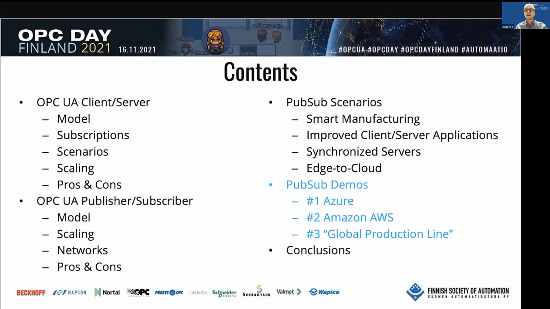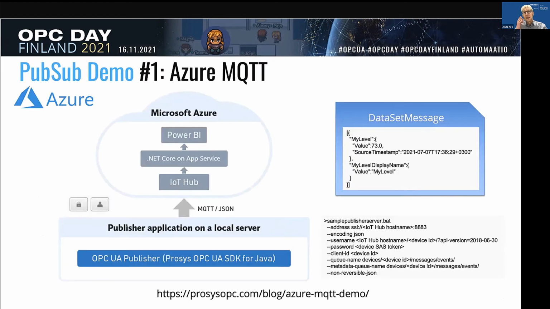So those are the scenarios, and now we have tried it out in a few demos. I have three demonstrations to show. The first one is the Azure demo that we have published in our blog already. Here we have used our sample publisher server that comes within our SDK for Java, so you can also try that out yourself.